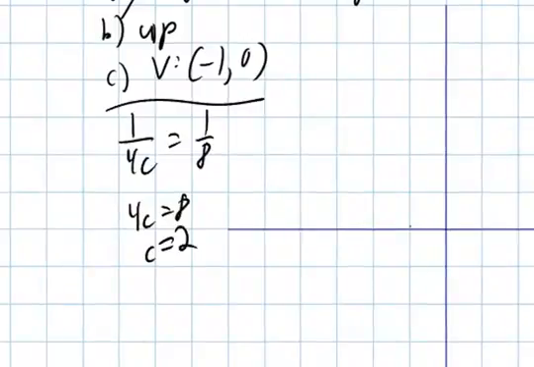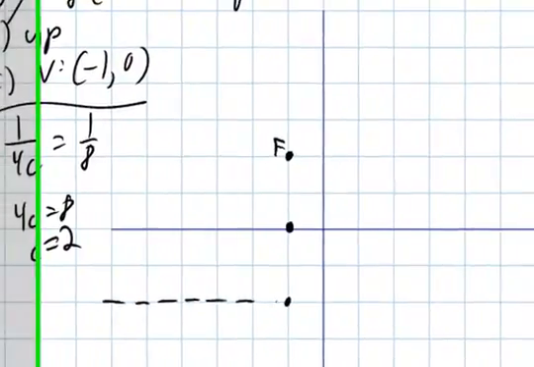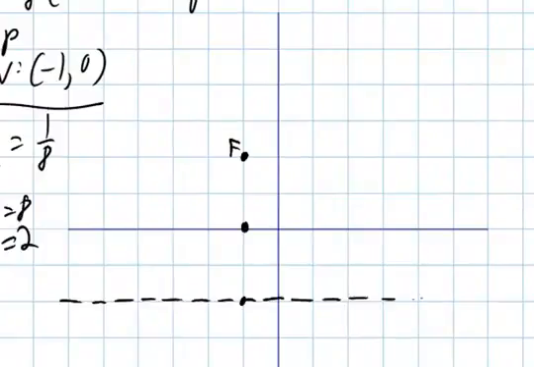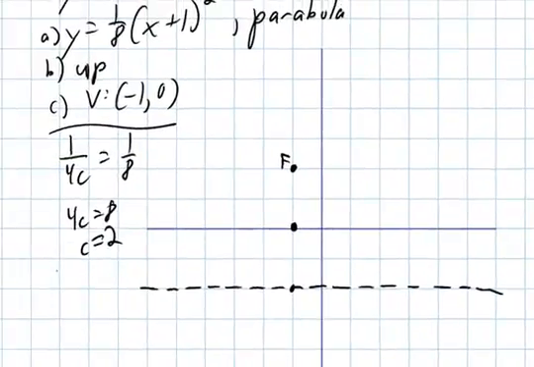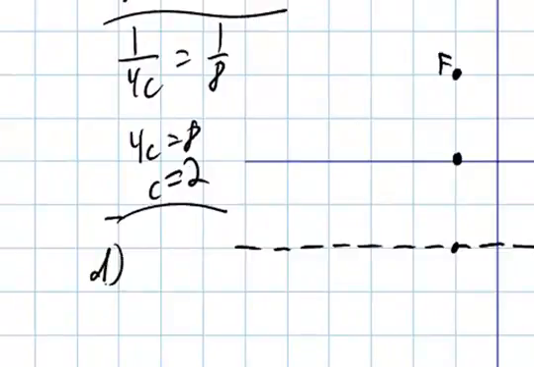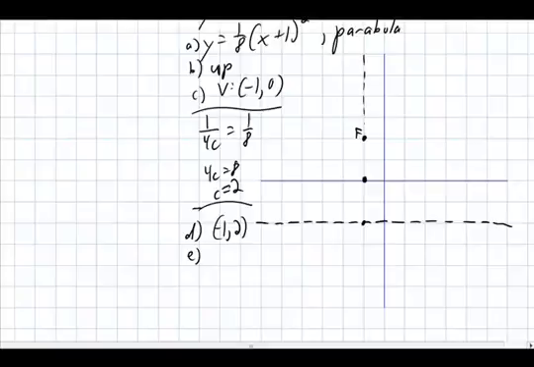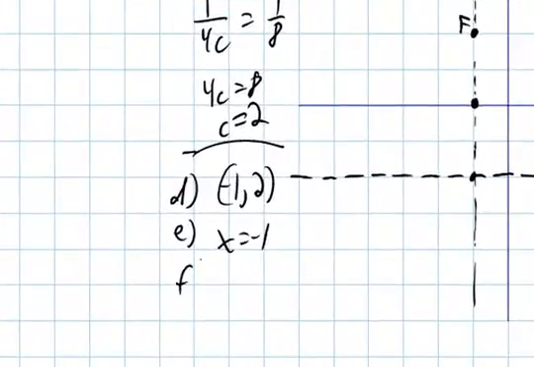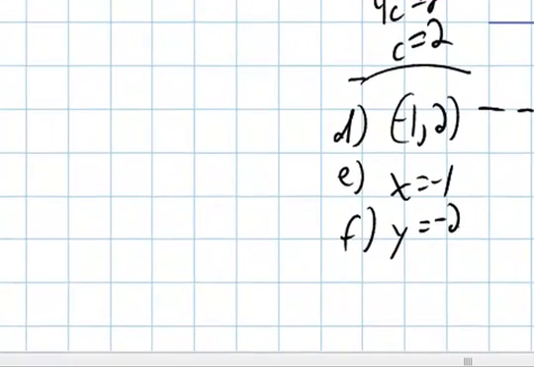Plot -1, 0. We know it's up, so we go up 2 to put our focus, and down 2 to start putting our directrix. Go back to what we've been doing before. The coordinates of our focus were -1, +2. Our axis of symmetry, x equals -1. Our directrix at y is equal to -2.